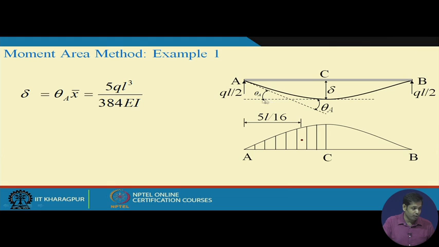So, this is point C, the projection of point C on the slope drawn at A. This is the deviation, but in this case, since slope at C is equal to 0, this deviation itself is the deflection at C, delta. So, delta will be the moment of this diagram about point A. Please note that calculating slope is very straightforward because it is the area, right. But when you calculate the deflection, since it is a moment, about what point the moment is to be taken is very important, and you need to decide based on what exactly you are calculating.